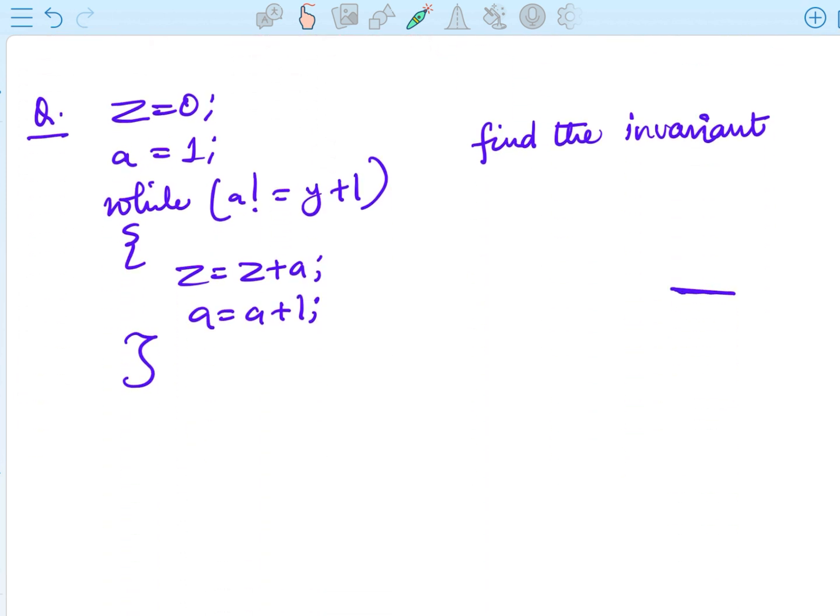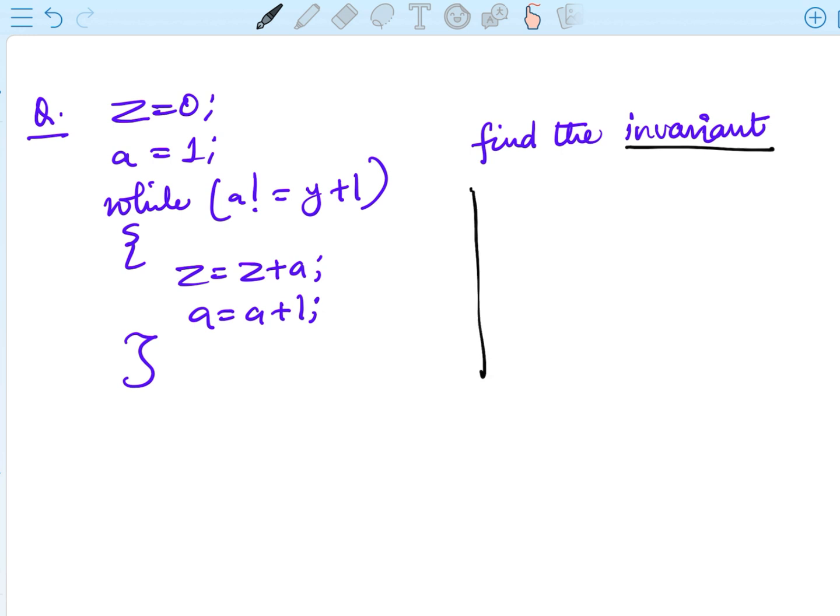Now let's do a question to understand if we have understood the concept or not. First of all, invariant is something that will come again and again in the program while the loop is considered, right? So it makes it very easy for us to find the invariant and very hard as well for some programs.